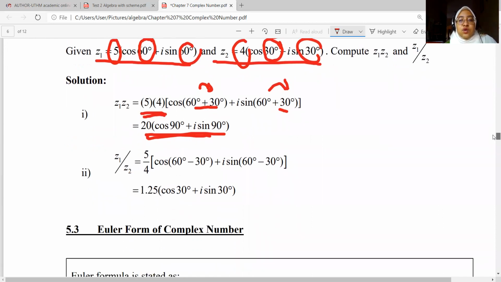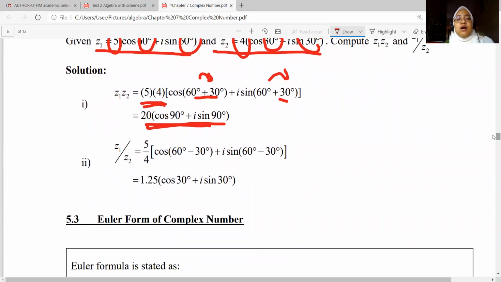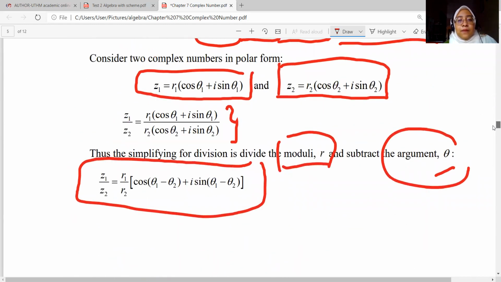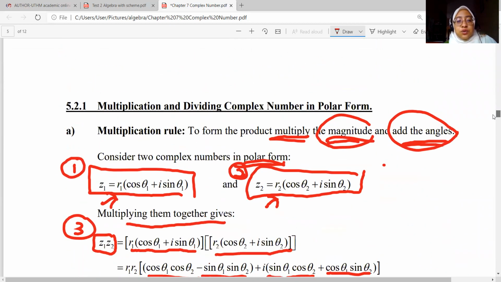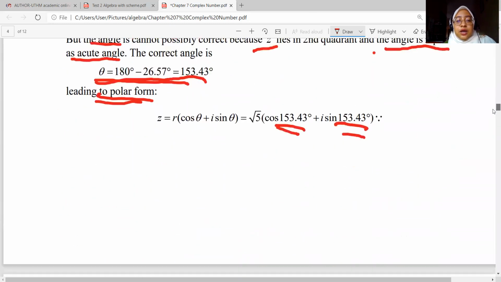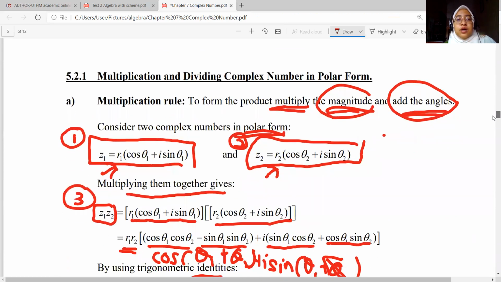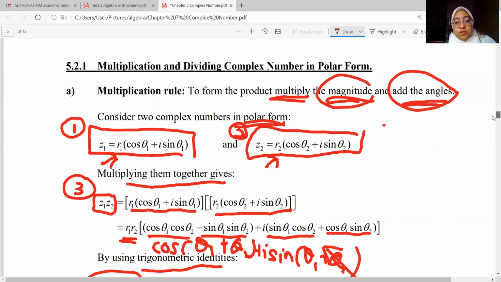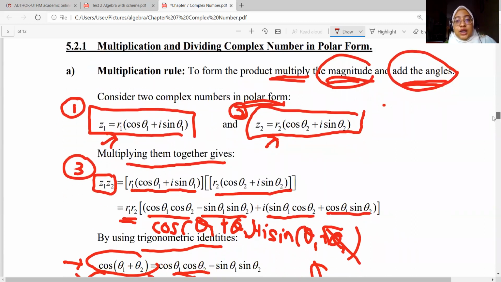After that, we want to compute Z1 over Z2. So the R we have to divide, so 5 over 4. And then the theta we have to subtract. So it becomes like this. Alright, the first important thing that you have to know is how to convert the complex number into polar form, and then what you need when you perform the multiplication and division of complex numbers in polar form.